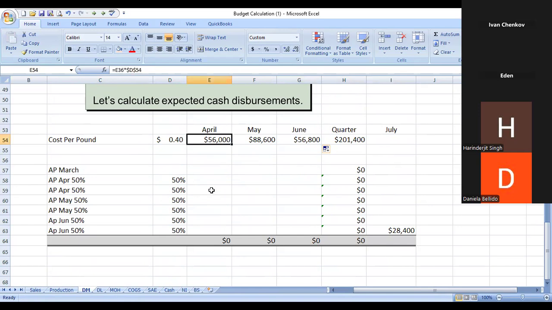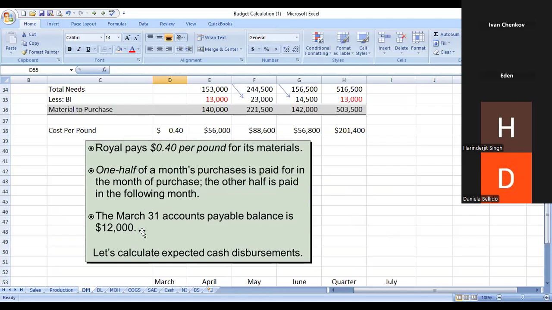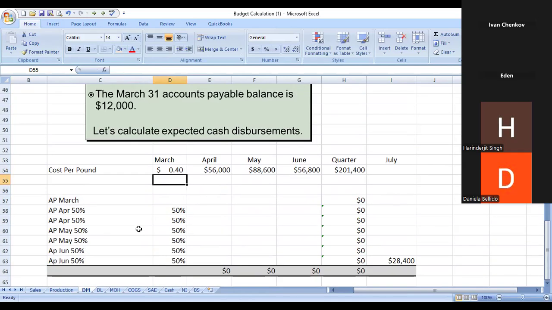So now we know my production. The other thing that I know is that from March, I have an outstanding balance that I have to pay, which is $12,000.